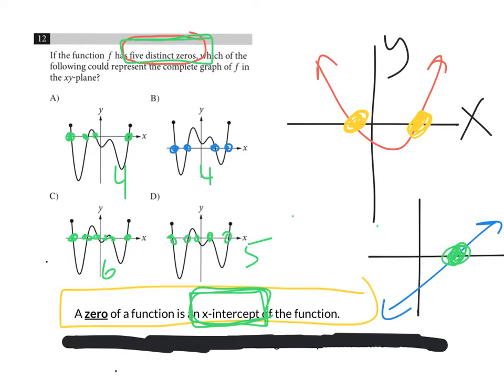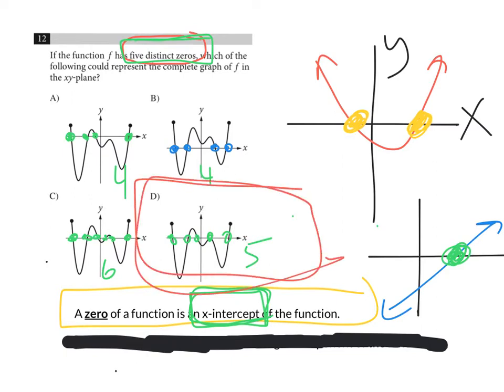So here the answer is D, because the question says the function has 5 distinct zeros, 5 x-intercepts. The graph crosses the x-axis 5 different times.